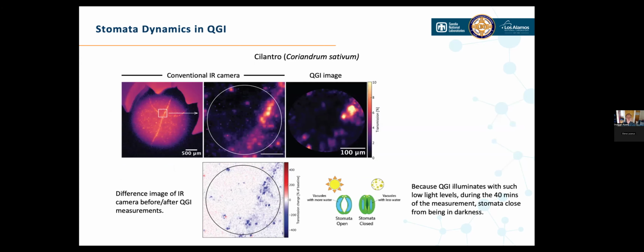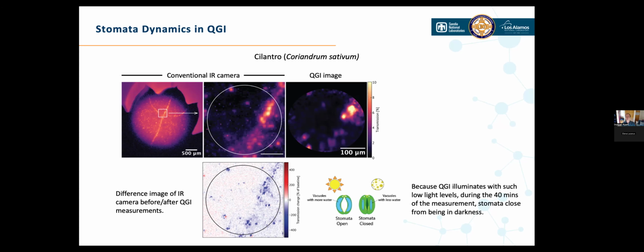One of the samples we looked at was cilantro, and we actually grew our cilantro. We didn't just pop into a store. I was impressed with our biologist who wanted to go the extra step and said, no, we have to do this in a controlled manner. But this is actually a ghost image of cilantro. The difference between the conventional IR camera and the ghost image is you don't see all the features. And there's actually a reason for this.